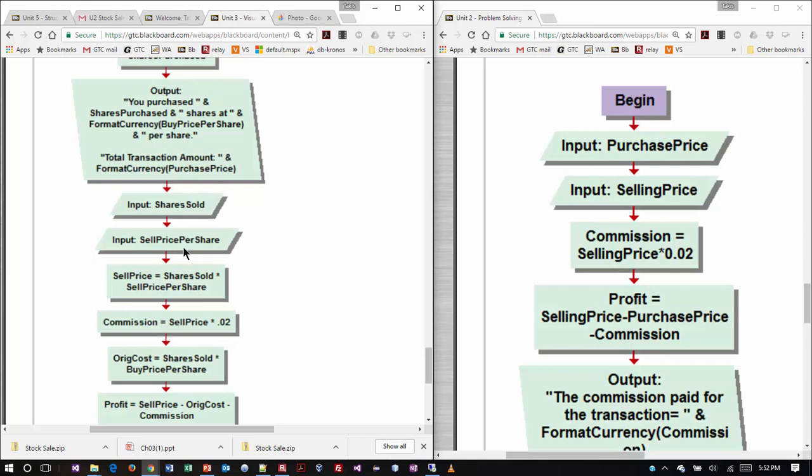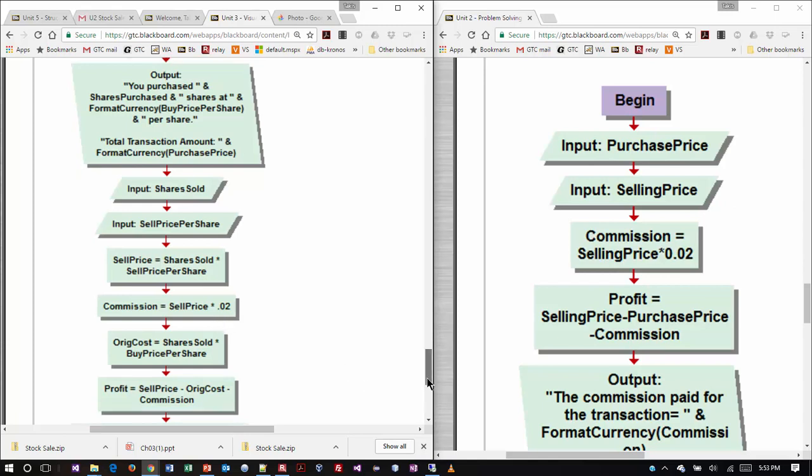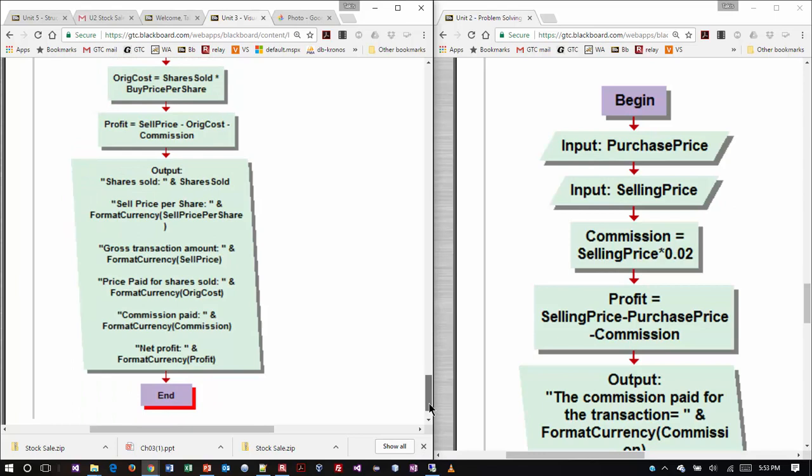Okay. From there, we asked them for two more inputs, the number of shares sold and the sell price per share. And then once again, we did the math, and so basically these three boxes here correspond to this box. And then at that point, you already have all the inputs they're going to give you. So then you can start to do all the same math that you were doing before. Calculating the commission is still based on the selling price. So that box is the same. But now we have a little bit of a conundrum in terms of the logic of what we're doing, right?